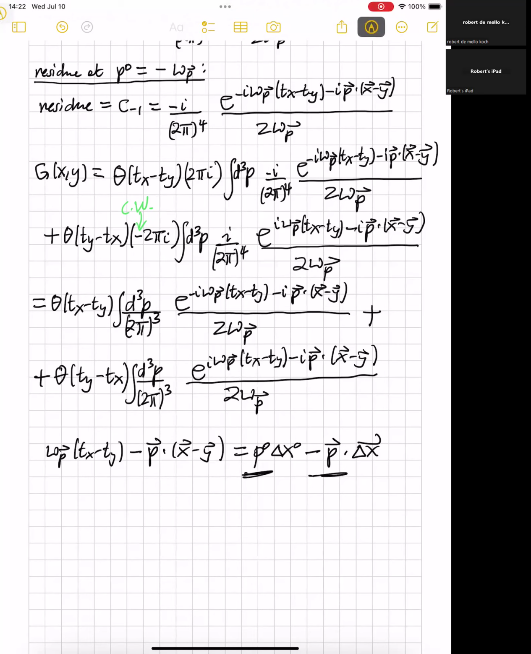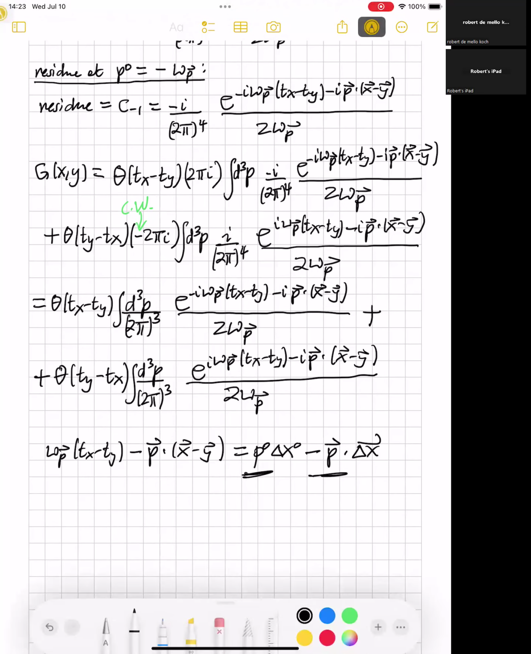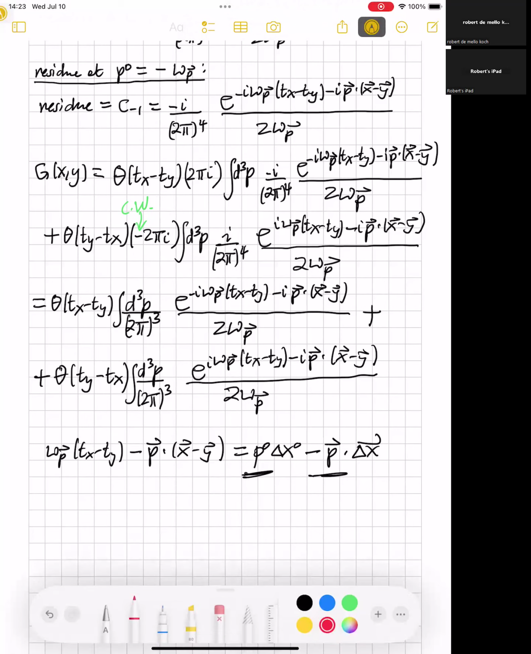So I like that. Look at the first exponential. We've got minus i omega_p (t_x minus t_y) minus i p dot (x minus y). So the fact that we have a minus here and a minus here, that I don't like. I would have preferred it to look like the second term, where we've got opposite signs for the first term in the exponent and the second term in the exponent. But we can fix that, okay?